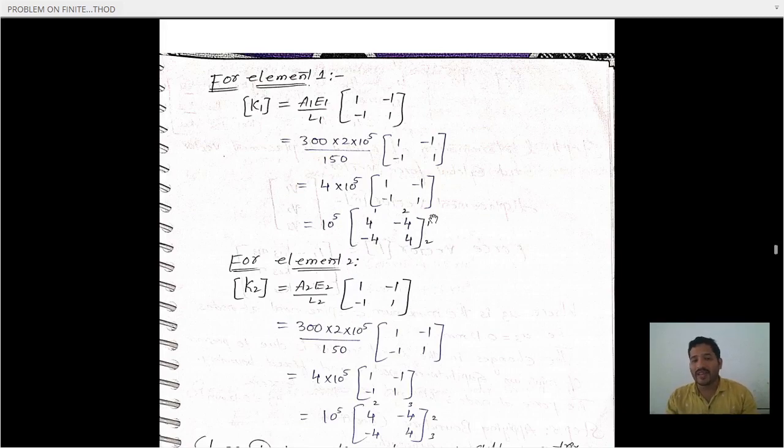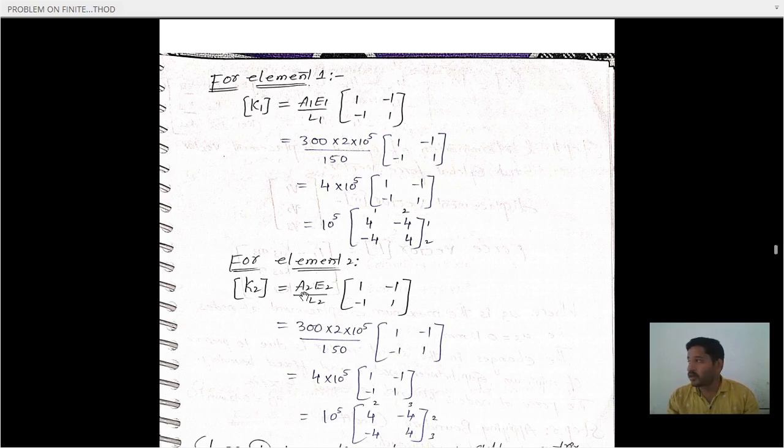As well as that, we need to find the elemental stiffness matrix for the second element. The same concept, the same procedure, we need to follow here. A2 E2 by L2, times the matrix 1 minus 1, minus 1.